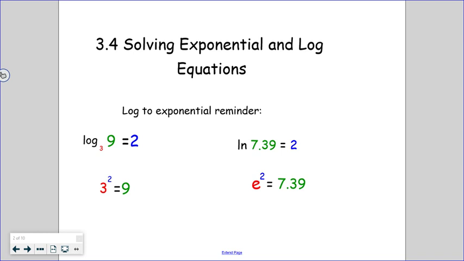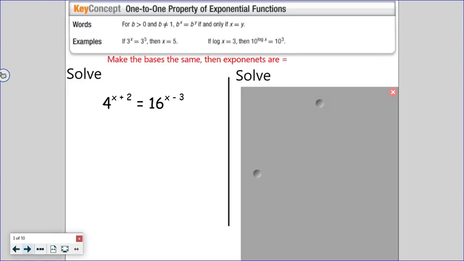So, three types of exponential equation. The first type is exponents on both sides of the equation. So if we have exponents on both sides, then we will change it to make the bases the same. Now, we're going to kind of increase in difficulty as we look at these.